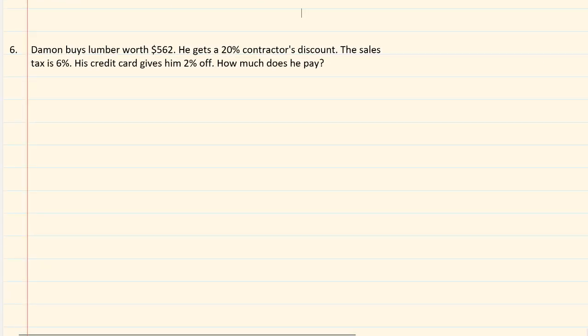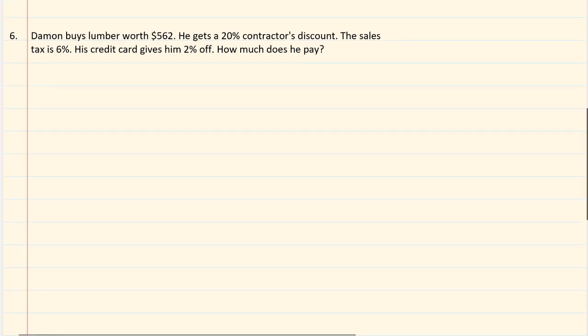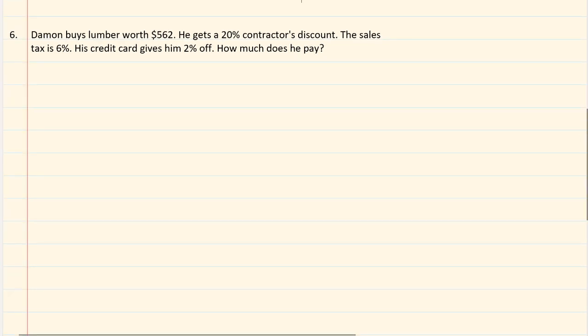So let's scroll down to number 6, page 21. Again, the first step is to read the problem. Damon buys lumber worth $562. He gets a 20% contractor's discount. The sales tax is 6%. His credit card gives him 2% off. How much does he pay?